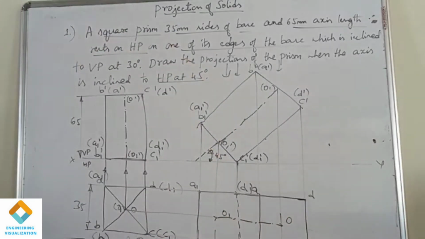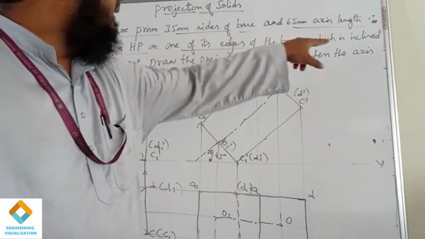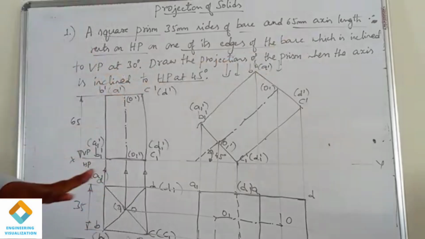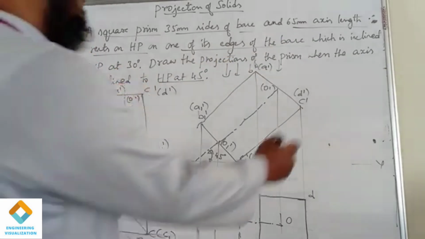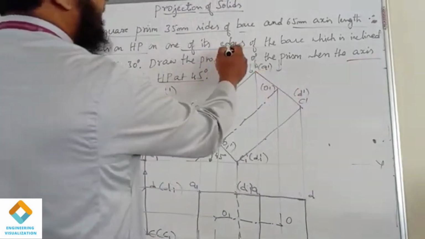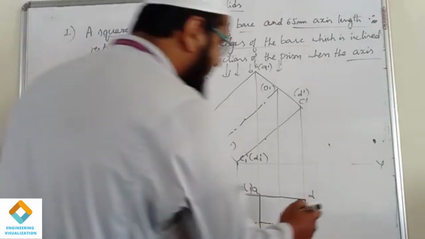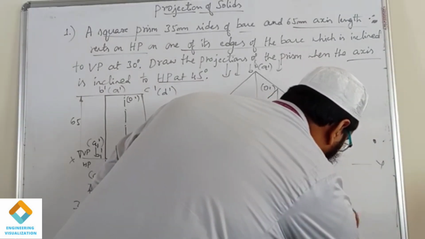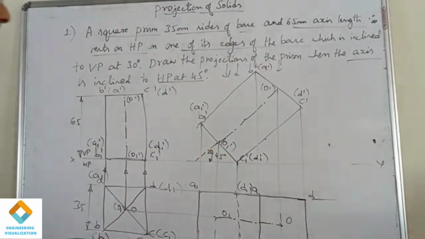Now, in the third question, you can see that one of the edges of the base is inclined to VP at 30 degrees. We know that in this type of problem, one angle of inclination is with the axis and another angle of inclination is with the edges of the base. That is the base edge inclination. So we have to draw an angle line here. Initially we draw a small straight line parallel to the XY.